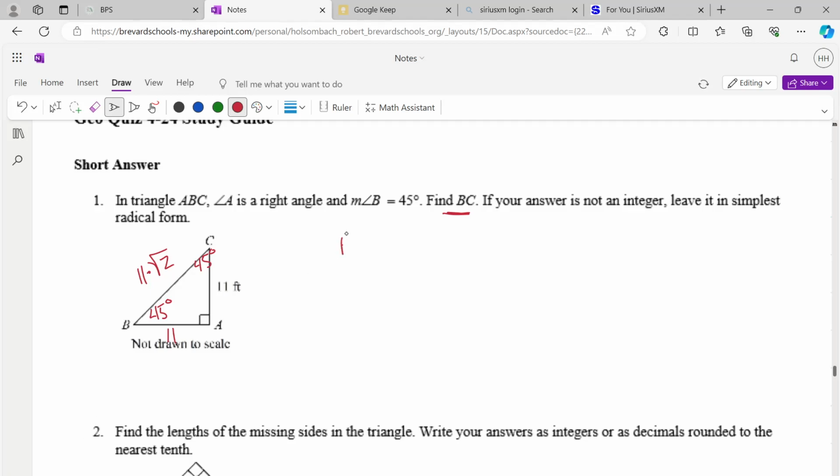So BC is equal to 11 radical 2. That means 11 times radical 2. So if your answer is not an integer, and this is not an integer, you can just leave it in simplest radical form. All right, so there's your simplest radical form, 11 radical 2.